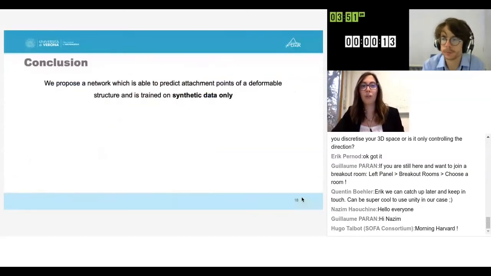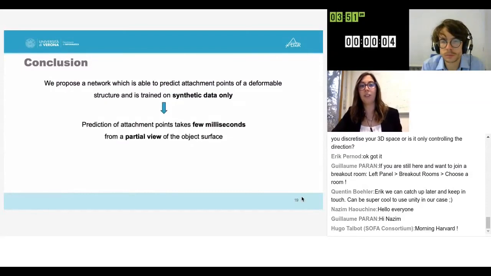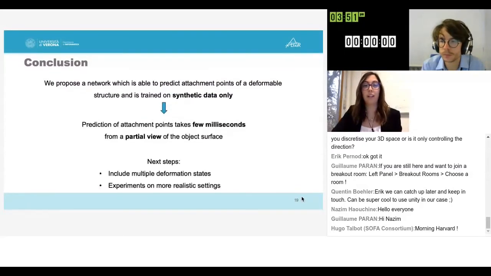So to conclude, we have proposed this network which can predict the attachment points and is trained with synthetic data only. The prediction takes a few milliseconds. The next steps for this work are about including multiple deformation states as input to the network, which we hope will make the prediction more robust, and then conducting some experiments in more realistic settings.